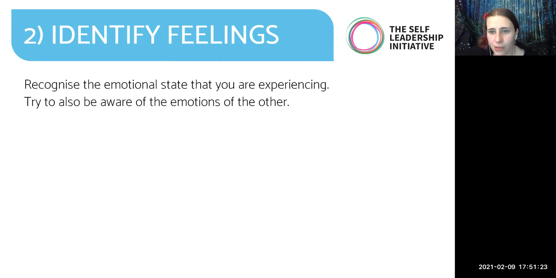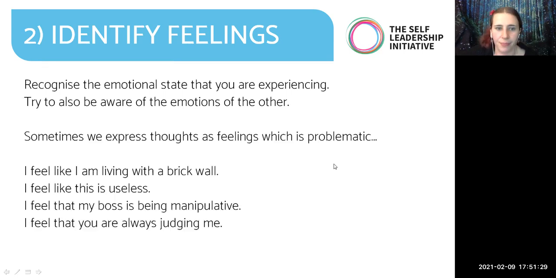When I'm in a conflict, when the other person's in a conflict, they will be in an emotional state and that will affect the way they communicate. And sometimes we say thoughts as feelings. So we might say, oh, I feel like I'm living with a brick wall. What we actually mean there is I feel ignored, or I feel like this relationship is not loving, or something like that. When we say I feel like it's useless, that's not a feeling, that's a thought. How we might actually feel is sad, dejected. We might feel exhausted. So it's important that we label our feelings correctly.